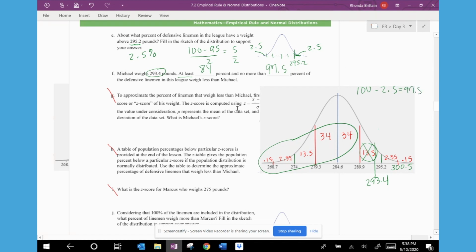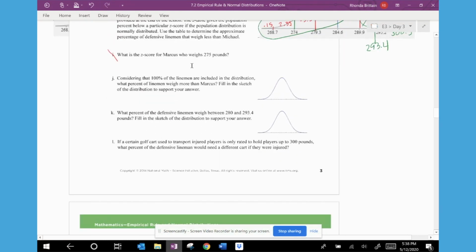Now, we're not required to teach Z-scores for the course of study, so I would not do part G, H, or I with your students. But if you'll tune into the next video, I'll show you how to use technology to complete J, K, and L, because they cannot be done with the empirical rule.